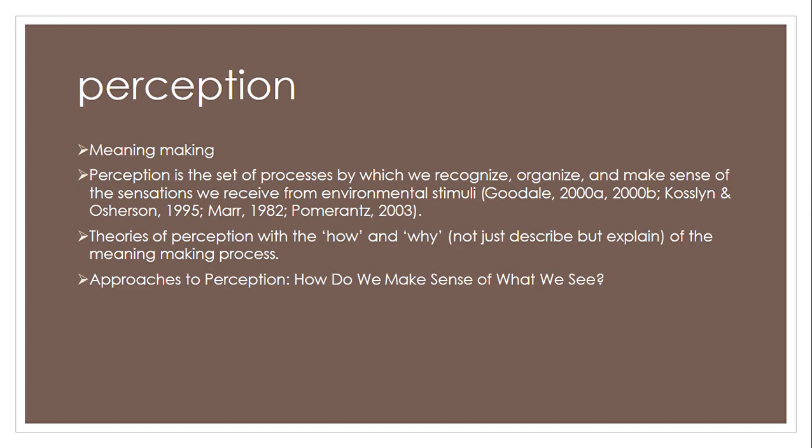So basically, perception is the process by which we recognize, organize, and make sense of the sensations we receive from the environment around us. And we have several theories that explain this complex process, which can be broadly classified into two different approaches. The first one is the bottom-up approach, and the second one is the top-down approach. These approaches explain how we make sense of what we see and hear.